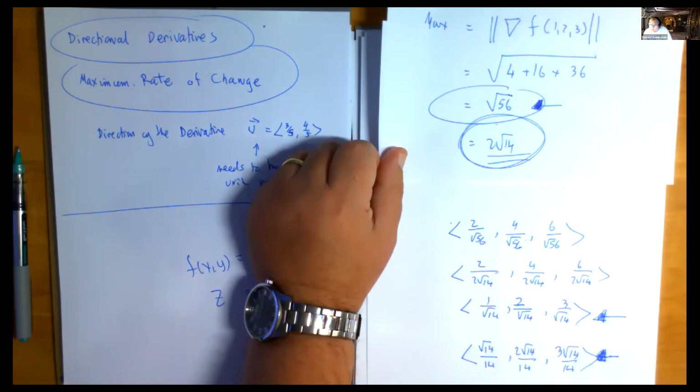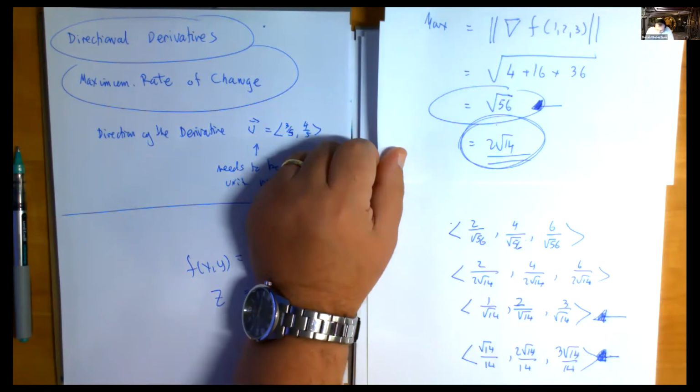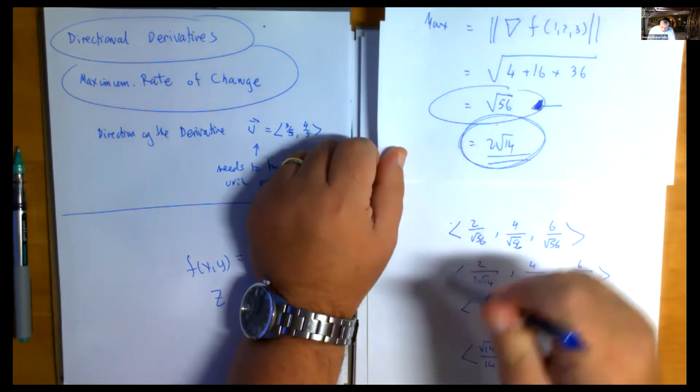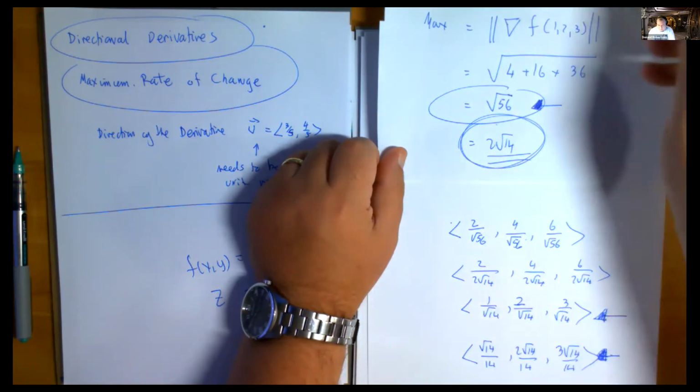Are we cool with that process then? So if you get a question that says, find the maximum directional derivative and in what direction is that vector, you're looking for this guy and one of these vectors here, or that vector.